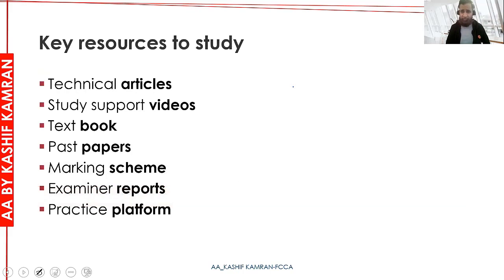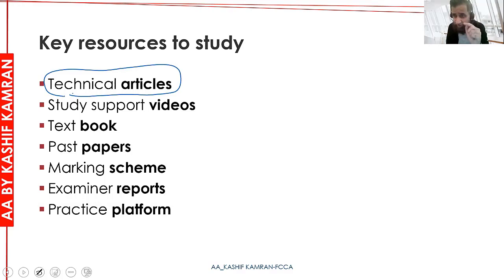Key resources. Now, when I was preparing for this orientation lecture, I thought that these are the key resources to study the AA paper. And they are right in front of your screen. I'll be guiding you about each one of them so that you know exactly how to go about each of the key resources. The first key resource to me is the technical articles. And as a tutor, for me, articles are number one. Whether I teach the SPL paper or the AAA paper, for me, articles are the first source of knowledge.